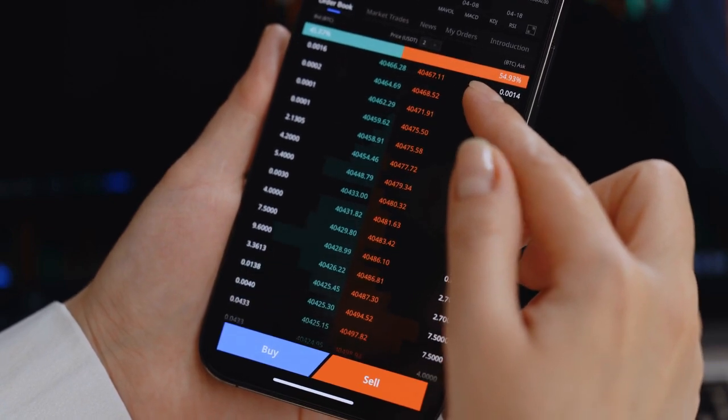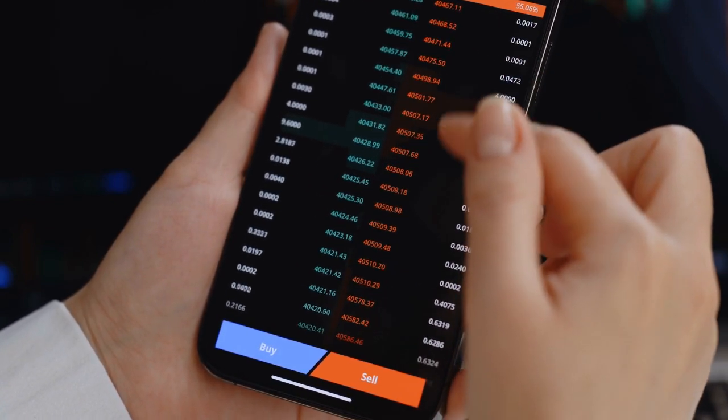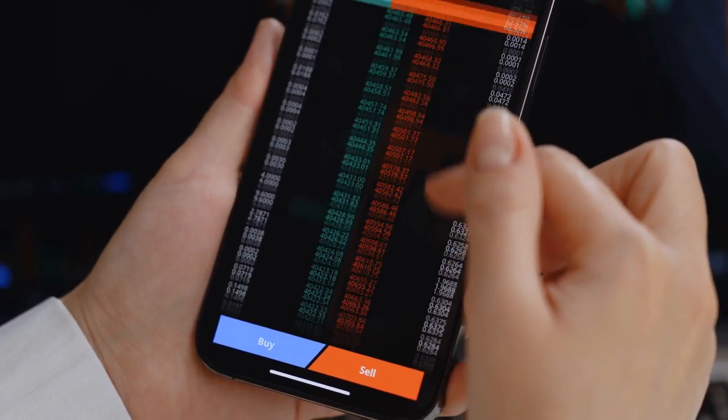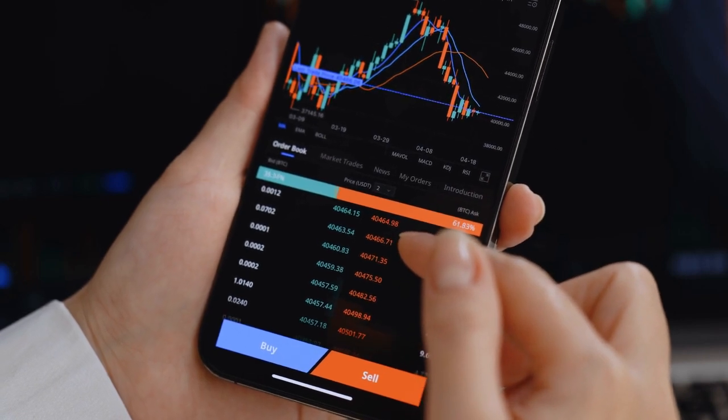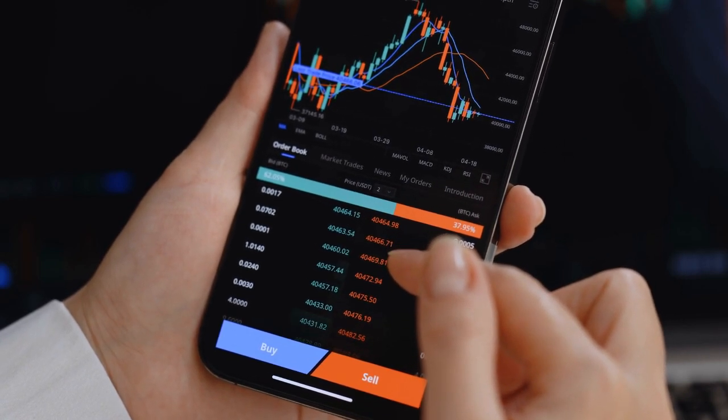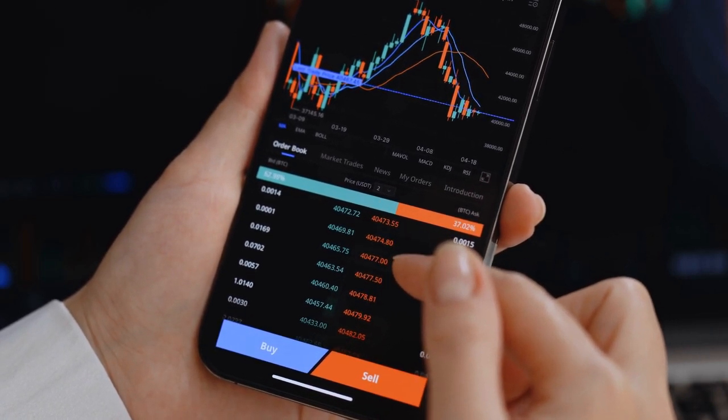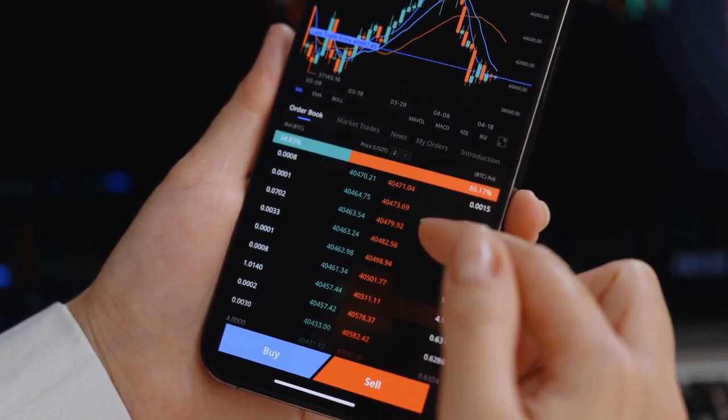Next up, we've got the RSI, or Relative Strength Index. The RSI helps you figure out if an asset is overbought or oversold. Basically, if it's due for a pullback or if it's about to keep running.